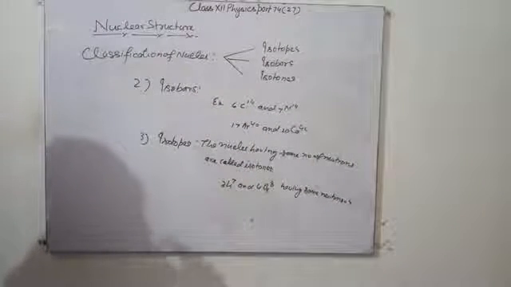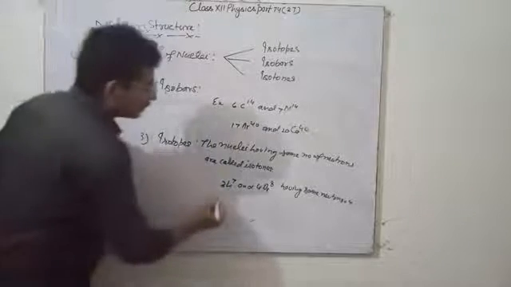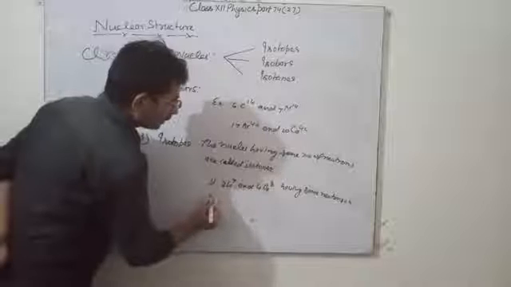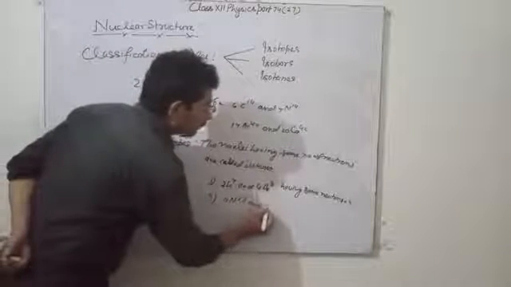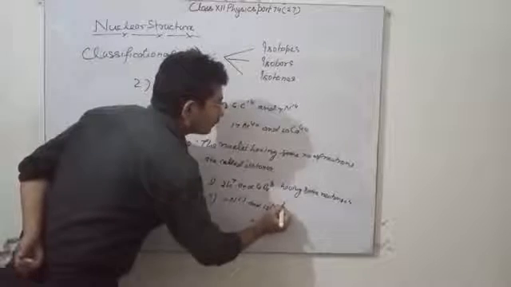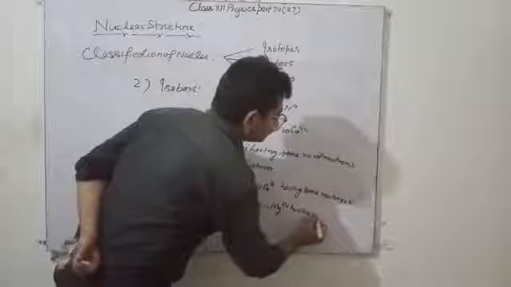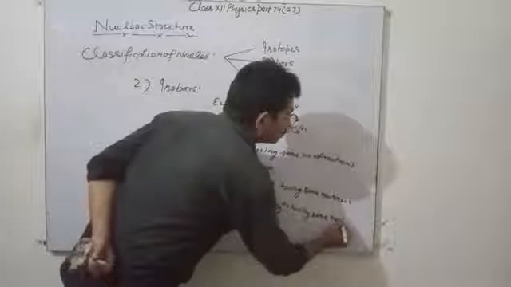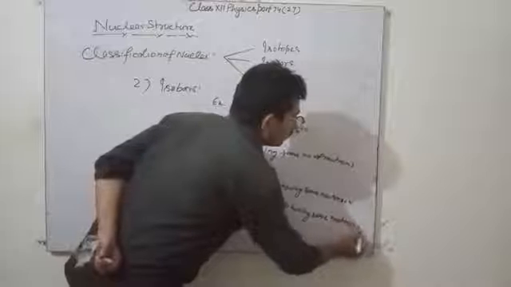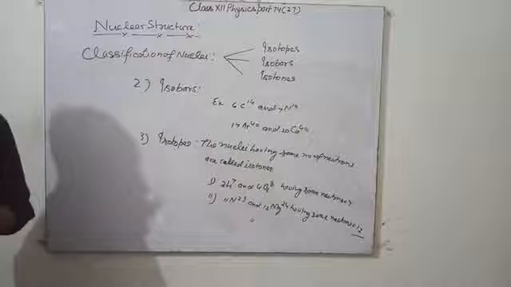Similarly, a second example: 11Na23 and 12Mg24 have the same number of neutrons, 12. So these are known as isotones.